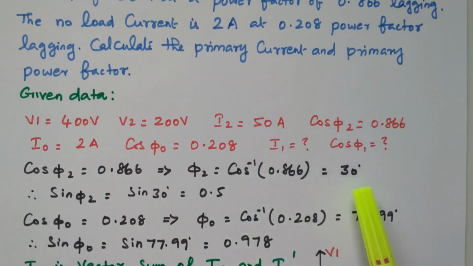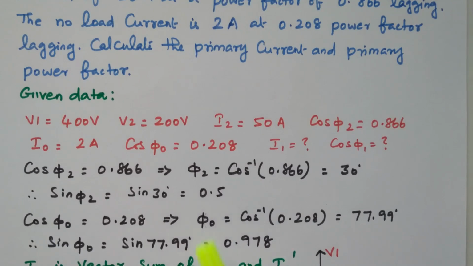So the phi 2 value is 30 degree. Similarly, cos phi naught equal to 0.208, so phi naught equal to cos inverse 0.208, that is equal to 77.99 degree. From that we can find sin phi naught. So sin phi naught value, for 77.99 degree, is equal to 0.978.